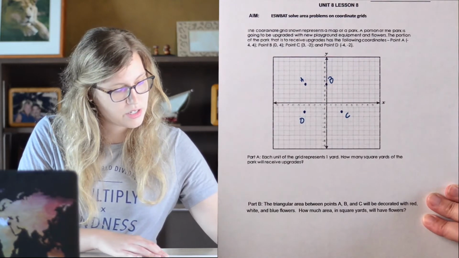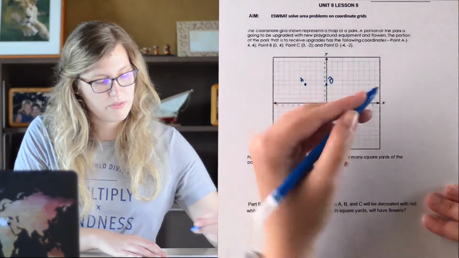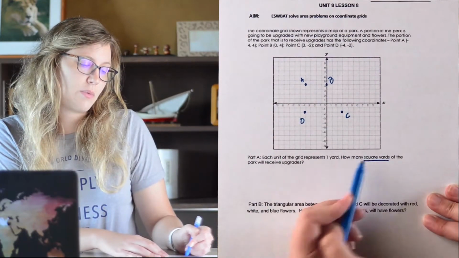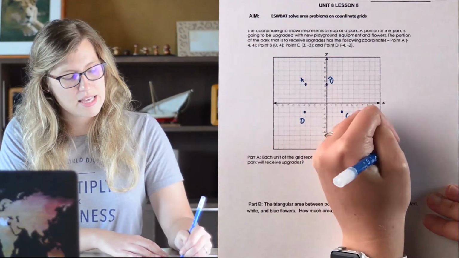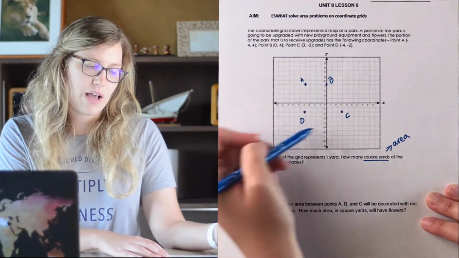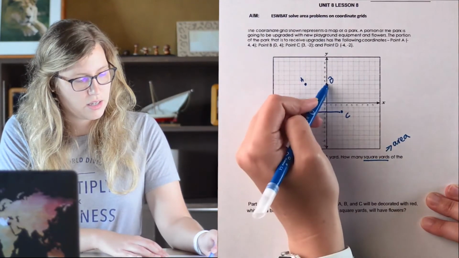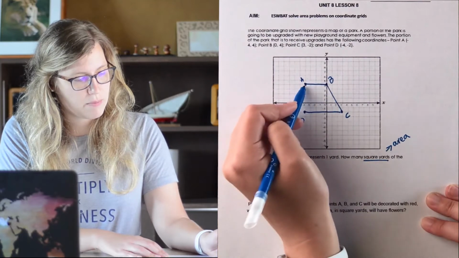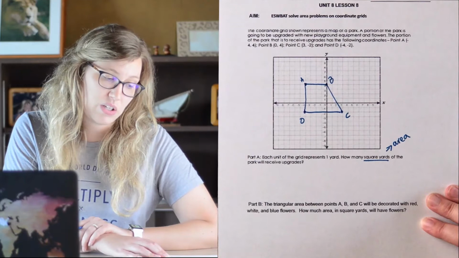Okay. Each unit of the grid represents 1 yard. How many square yards of the park will receive upgrades? Remember, when I hear square yards, what does that tell me? Area. Square anything is always talking about area, so I'm going to annotate it like that. Now, if I want to find the area of the shape, first I should probably draw it and figure out what kind of shape I got. What kind of shape does this look like?